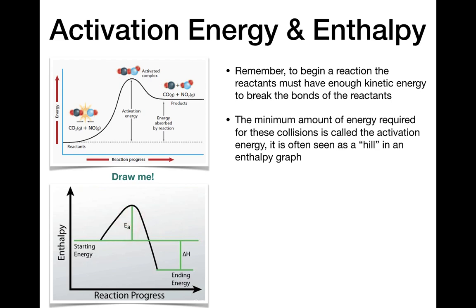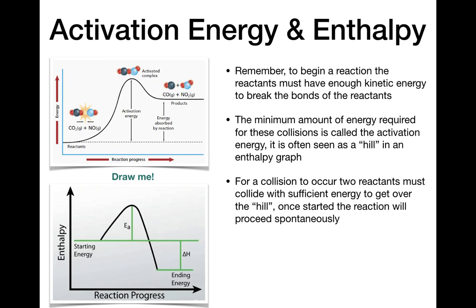On a lot of graphs, you see it as a bump, often we think of it as a hill in an enthalpy graph. Enthalpy is our energy of reaction, the heat energy, and this is the activation energy. The starting energy of the reactants, the ending energy of the products. One of these reactions is endothermic, one is exothermic. Can you identify it? Can you remember?